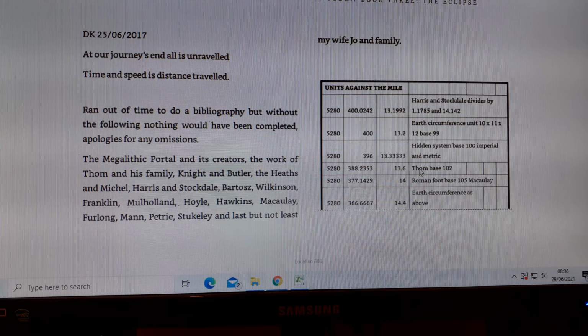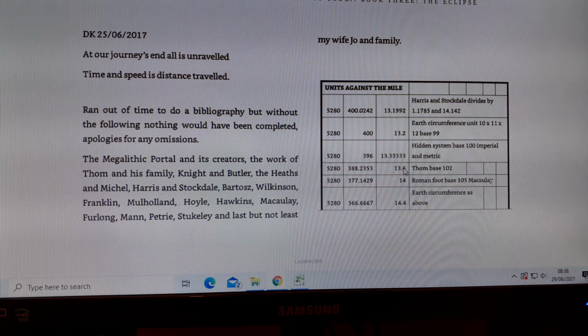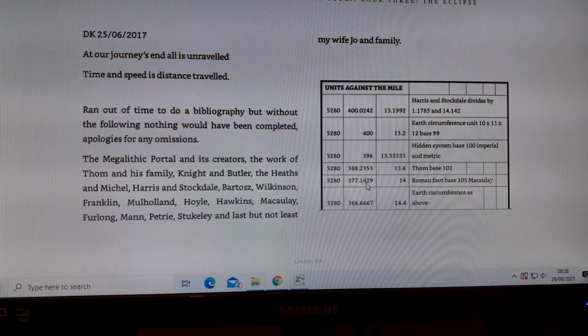This next one, we're dividing by Tom's base unit of 5 megalithic yards, which is 13.6, and it's base 102, and it creates this strange number here, because the megalithic system that Tom uses creates these strange numbers when it's converted against the imperial. And the same applies for the next one. This is Anne Macaulay's Roman foot, base 105, and we get 14 when we divide by 377.1429. And that is the Roman foot that Anne Macaulay was using.